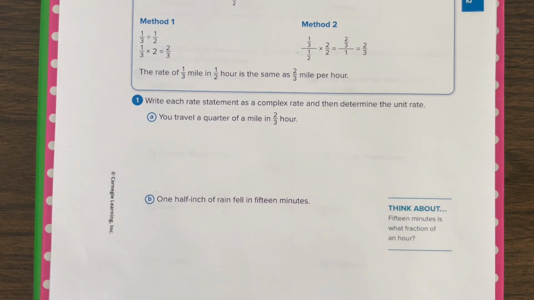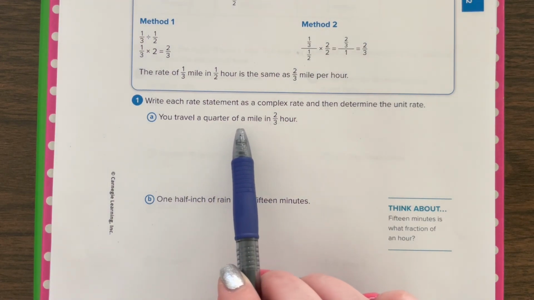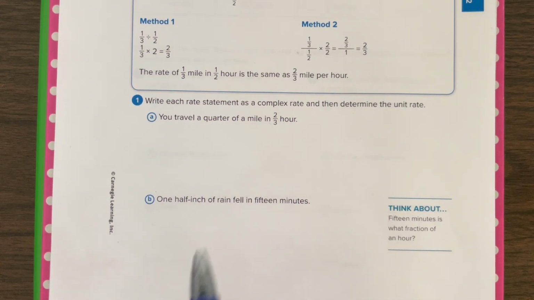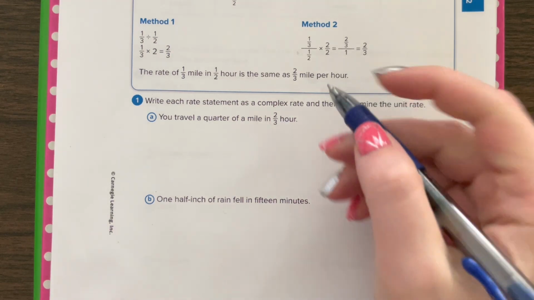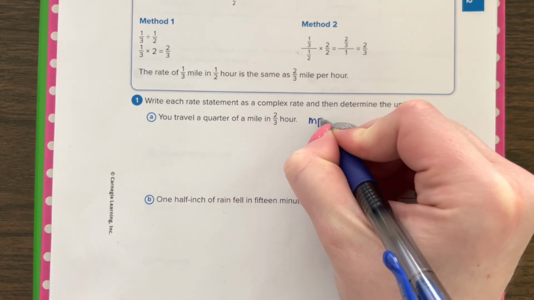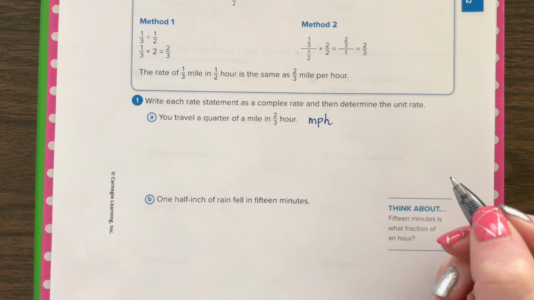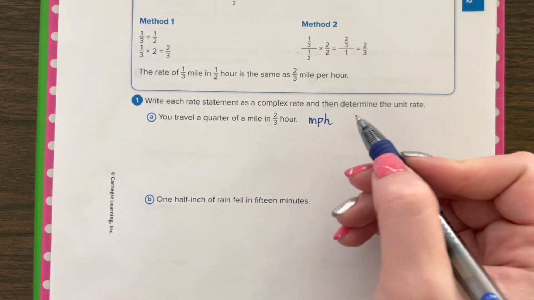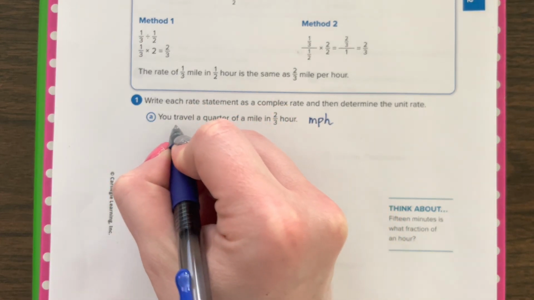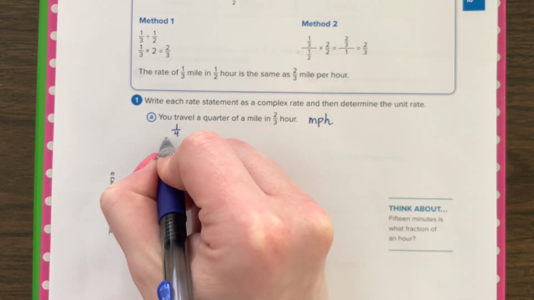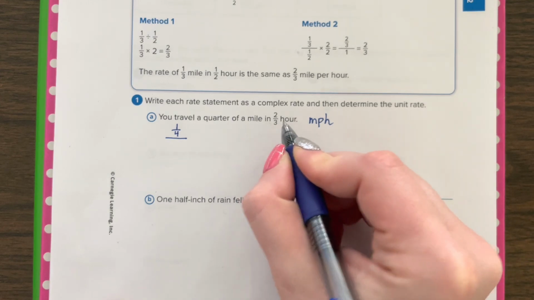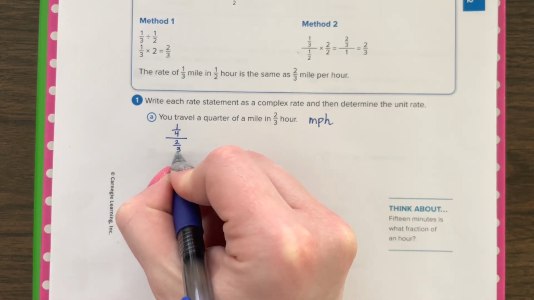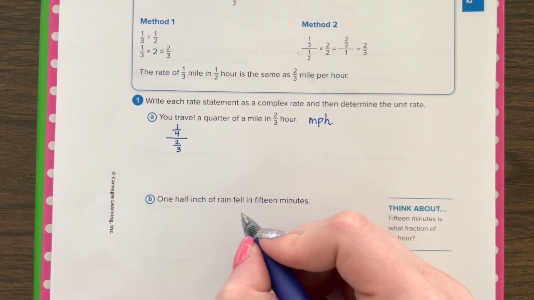All right, so we're going to write each statement as a complex rate and then determine the unit rate. So we travel 1/4 of a mile in 2/3 of an hour. So first, we are talking about miles per hour. So that is the order we set it up in. Miles comes first, hours comes second. So it was 1/4 of a mile, so that is 1/4 over, and then the hours, which was 2/3. That is our complex ratio.